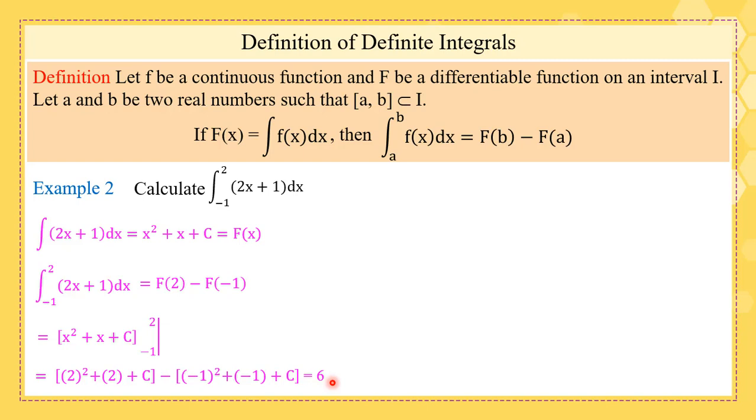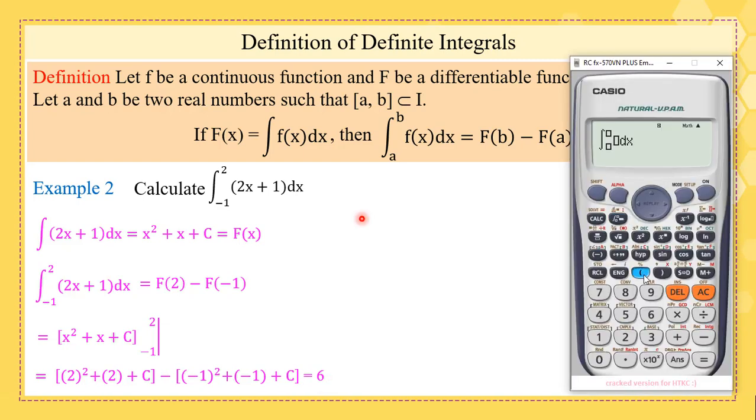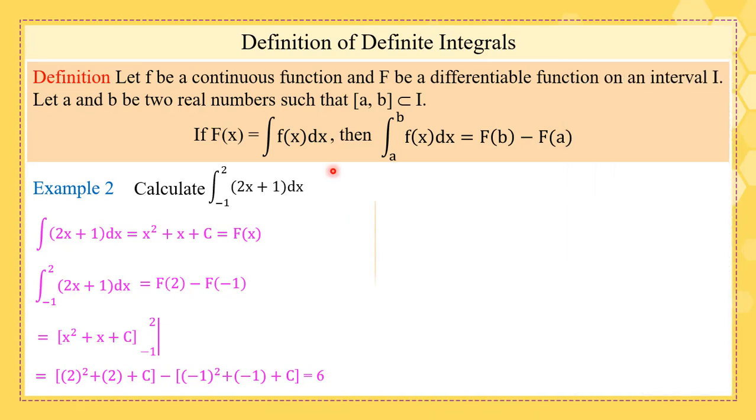Now we want to learn how to use the calculator to calculate a definite integral. Now we push this button, parentheses, 2 alpha x plus 1, close the parentheses, from minus 1 to 2, equal to 6. The calculator is used when we want to check the result, or if the question is to calculate a definite integral, we can use the calculator directly.